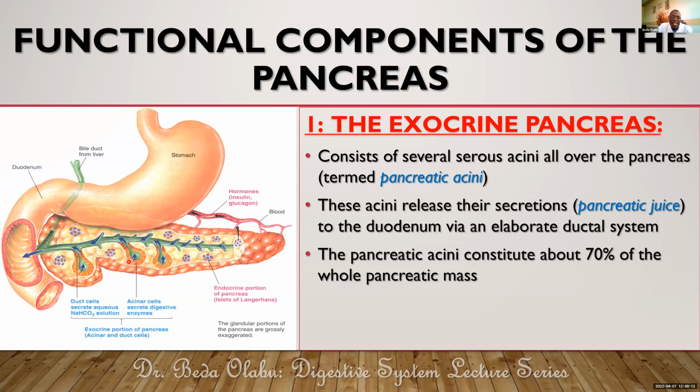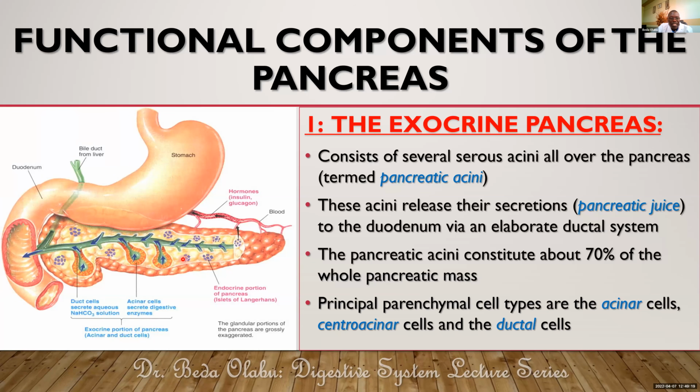The pancreatic acini constitute about 70% of the total pancreatic mass. The principal cell types within the acini are what we call the acinar cells, which are here, centroacinar cells, which I'm going to show you shortly, and the ductal cells. The ductal cells are the cells that line the duct of the exocrine pancreas.